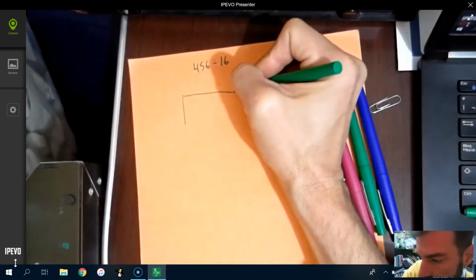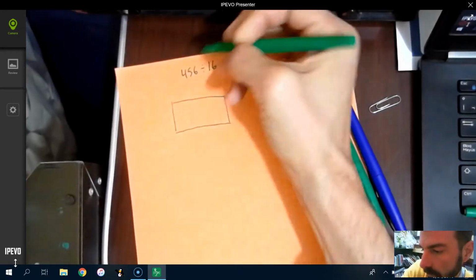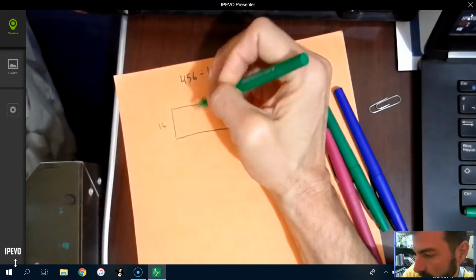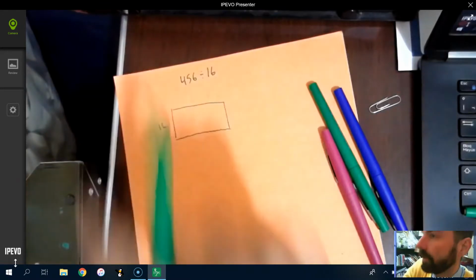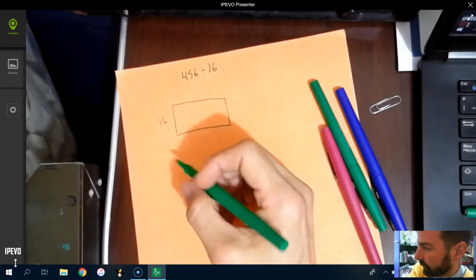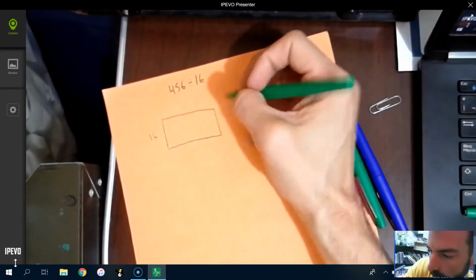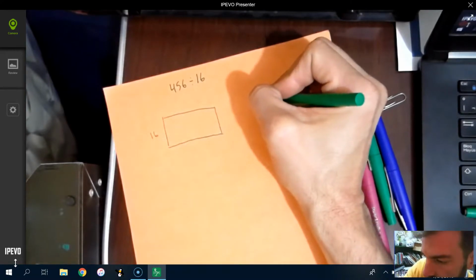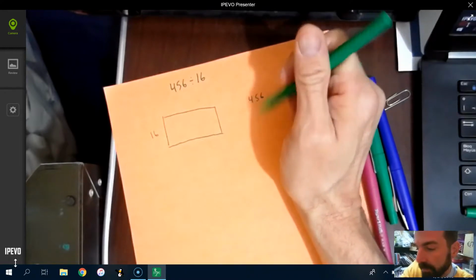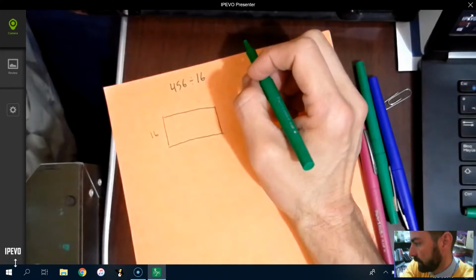So we have our rectangle. Okay, this side is 16. We're looking for this side because we know the complete area here is 456. Let's see if that makes it a little sharper. Okay. And then we're going to keep track of what we're doing over on this side here. So I have 456. And we'll be multiplying and subtracting until we get down to 0, and then adjusting the area over here. So let's see how this goes.